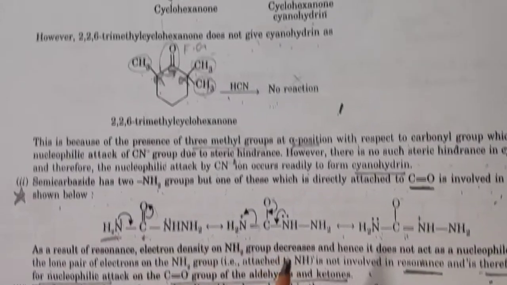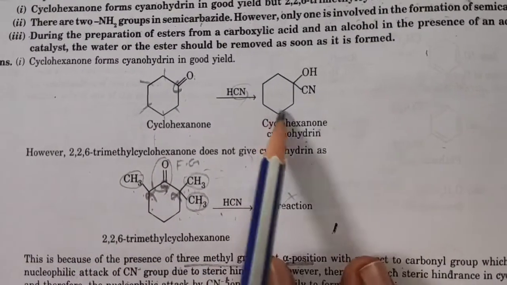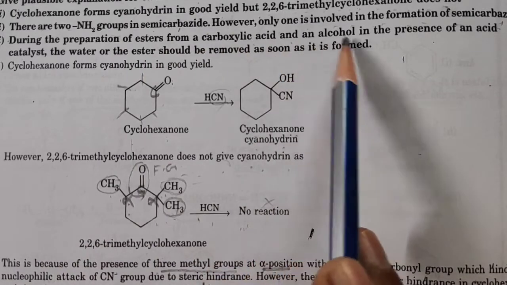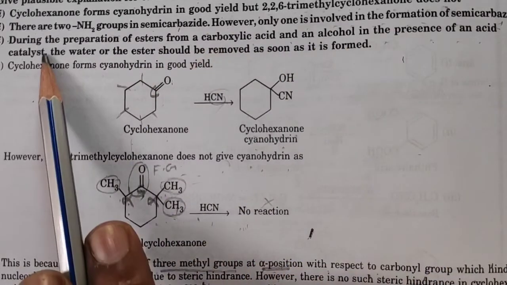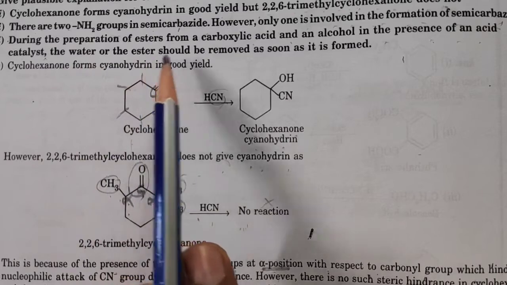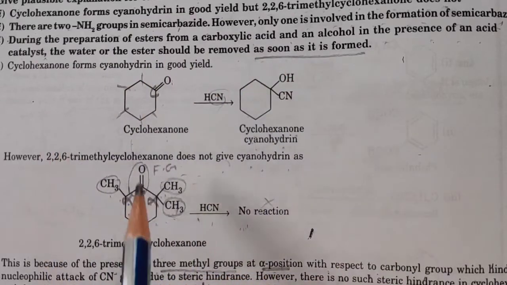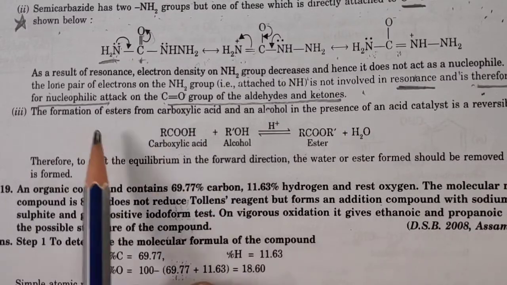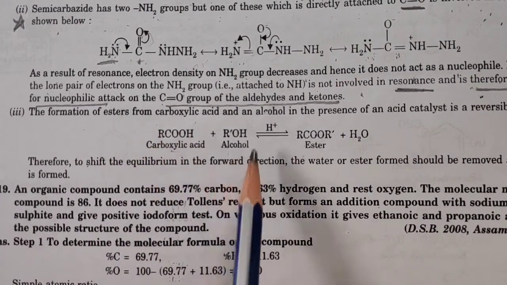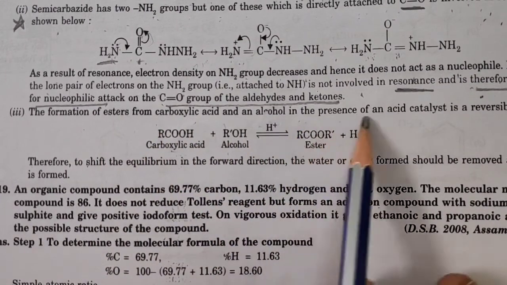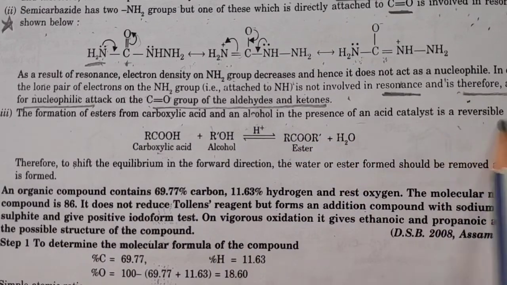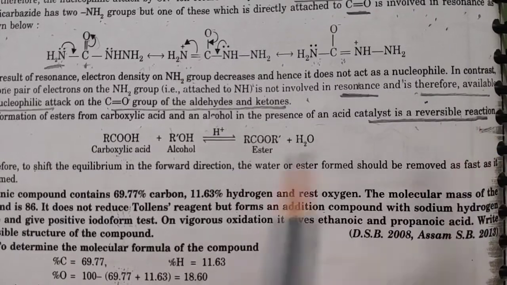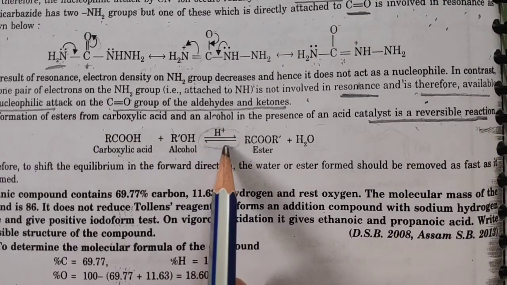Okay. Now the third question. During the preparation of ester from a carboxylic acid and an alcohol in the presence of an acid catalyst, the water or the ester should be removed as soon as it is formed. The reason why it should be removed is given here. The formation of ester from carboxylic acid and alcohol in the presence of an acid catalyst is reversible. This is the important point to be written. It is a reversible reaction, you can see here.